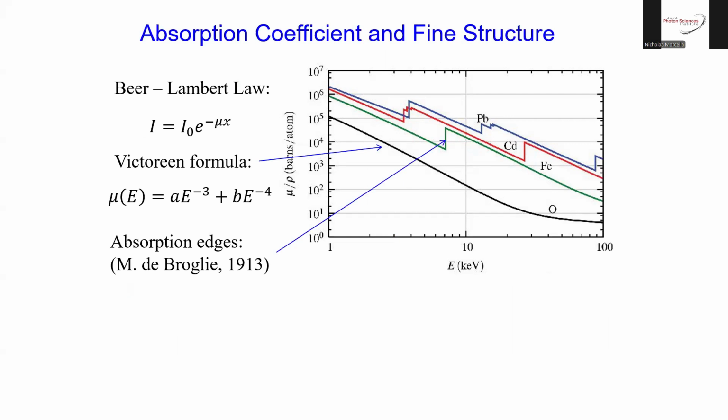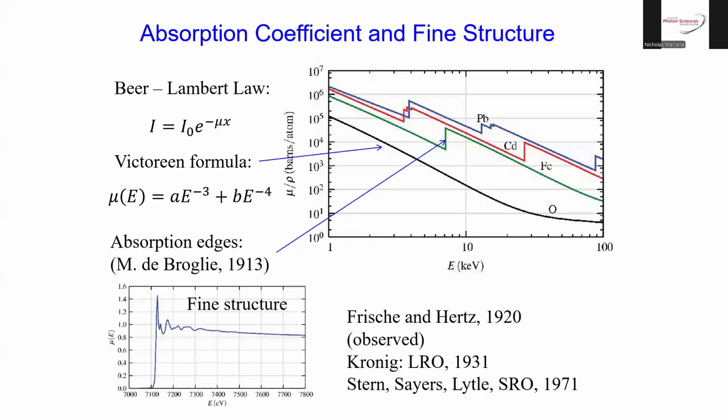And I will probably wrap up soon, simply going through the rest of the slides. This is some history here. The absorption edges were observed by Maurice de Broglie, Louis de Broglie's brother, in 1913. The fine structure in the absorption edge was observed by Frisch and Hertz in 1920.